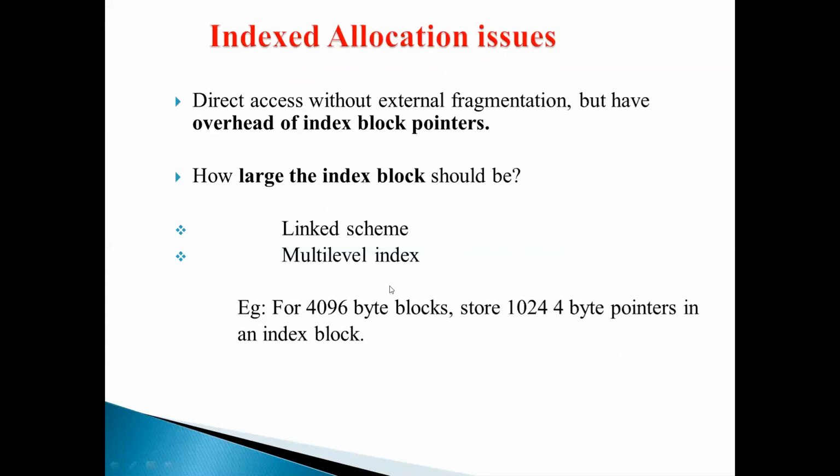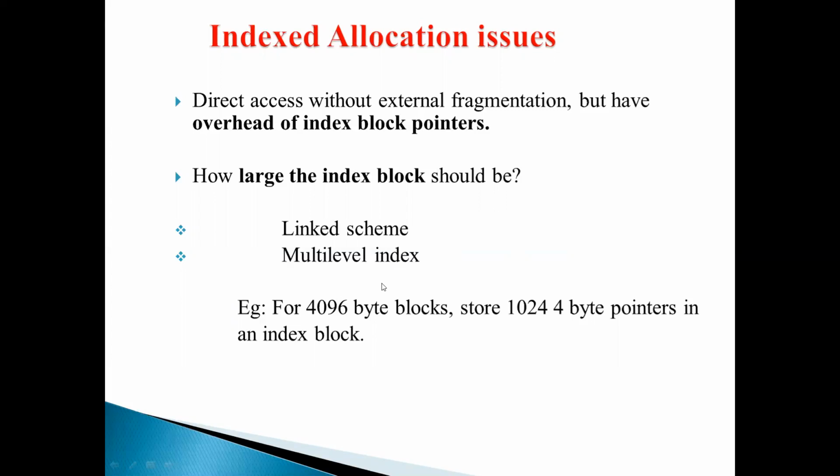So in linked scheme, we'll have one index block which will store disk block addresses, and whenever you want some more space, you will have a pointer which will point to another index block. Let's say your index block capacity is to store 50 block addresses, 50 pointers. You will store those 50 pointers in the index block, and whenever you need some more space, have a linked list scheme with a pointer pointing to another index block. So that is called linked scheme.